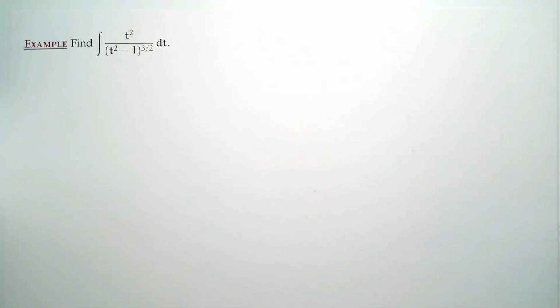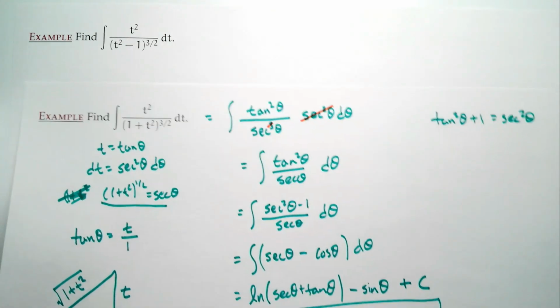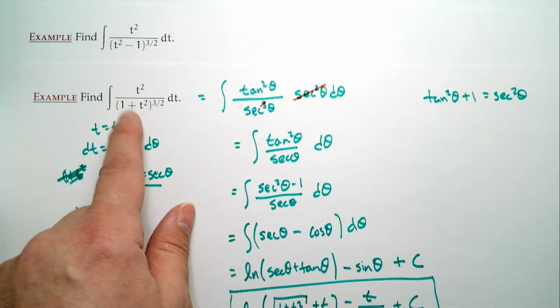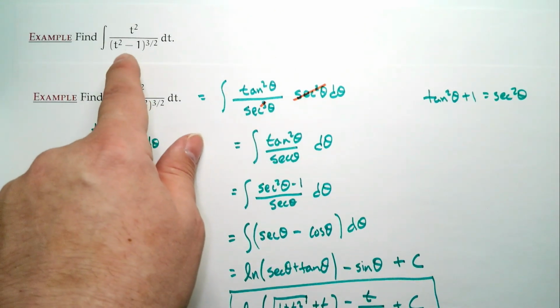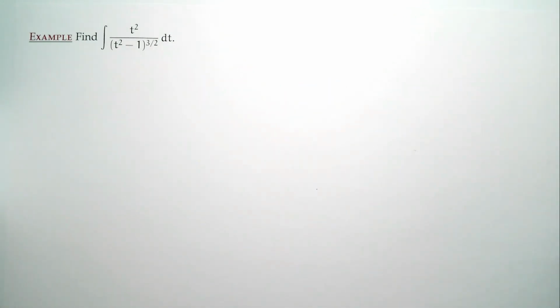Find the integral of t squared over t squared minus 1 to the 3/2. Now you're probably thinking, wait, Steve, we just did that one. But check it out, it's actually not the same. Here it was a t squared plus 1. Now it's a t squared minus 1. You're probably thinking, does that change anything? Yes, it does. Oh, what a difference a sign makes.